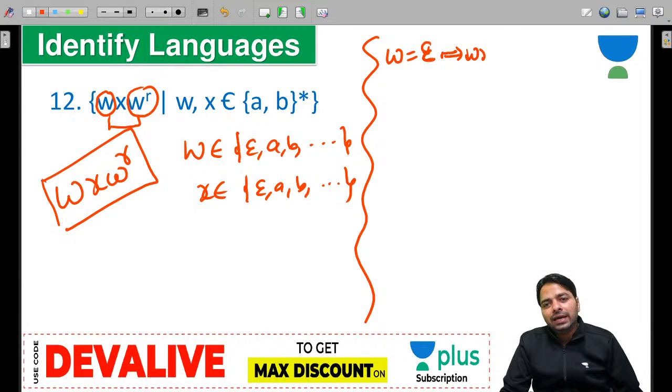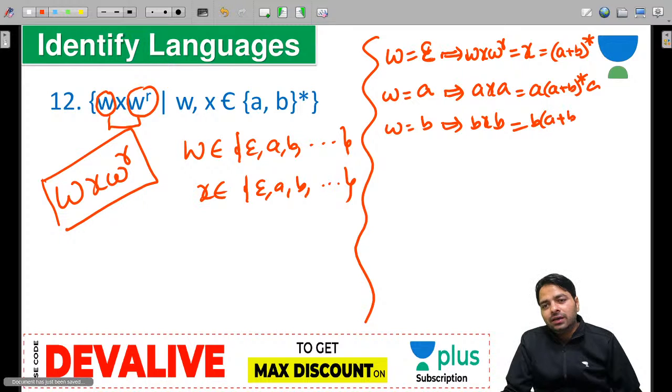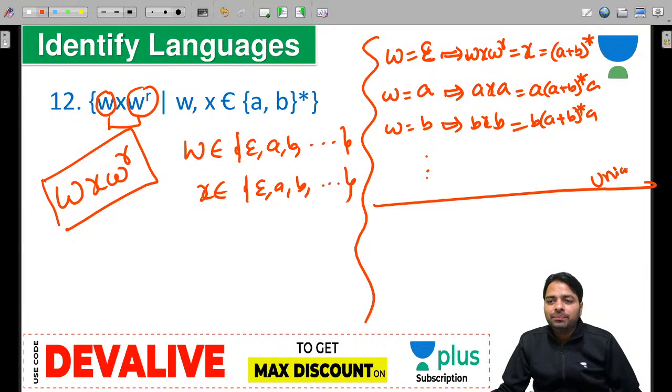This W X W power R looks like X, but X is everything. When X is everything, put W as A, and you will get A X A. And W as B, you get B X B. And look at what I am actually forming here. When I do the union of all of them, I will get just (a plus b) whole star.